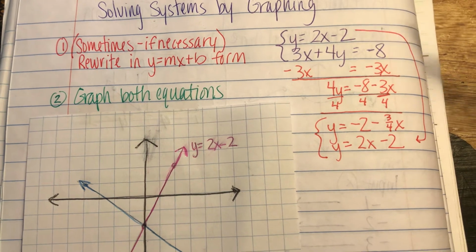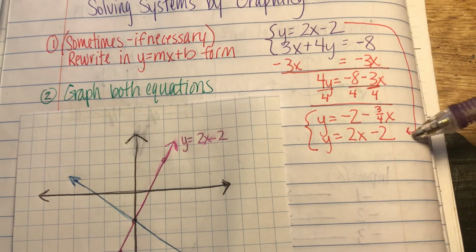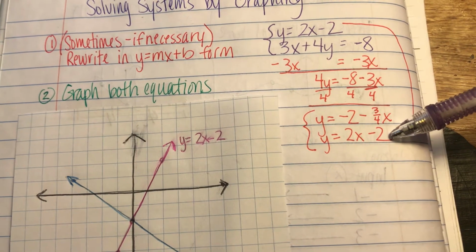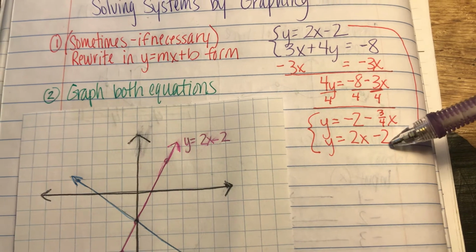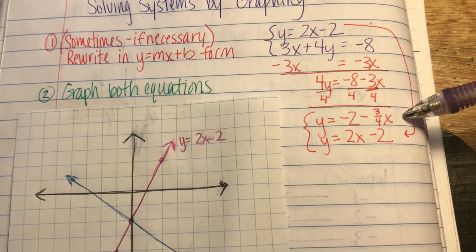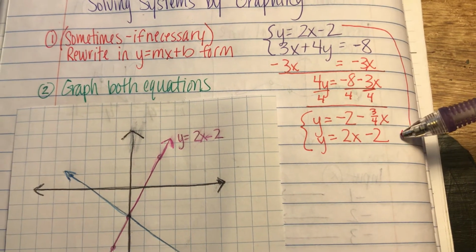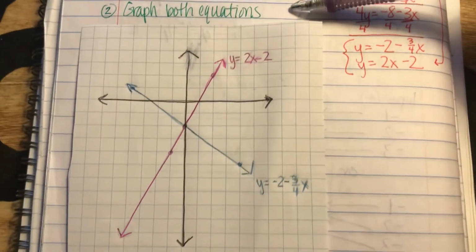And then this one, y equals 2x minus 2, is the same. We don't have to rewrite that in any way. So this is a new way of writing our system here. If you already are given 2 equations in slope-intercept form, you don't have to do any rewriting. You can just jump right to step number 2, which is to graph both equations.